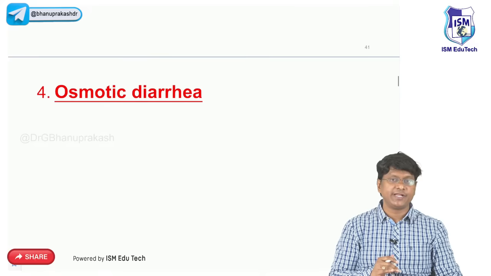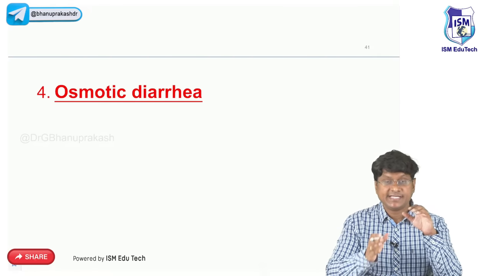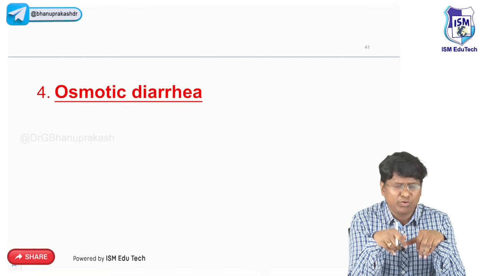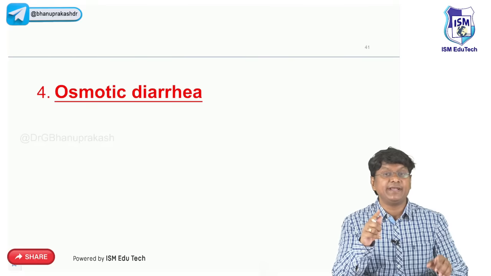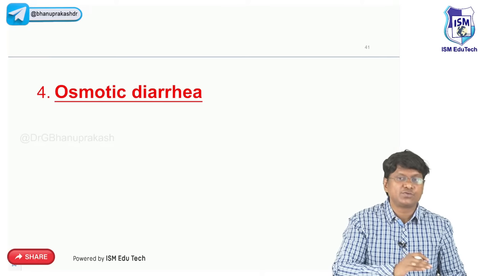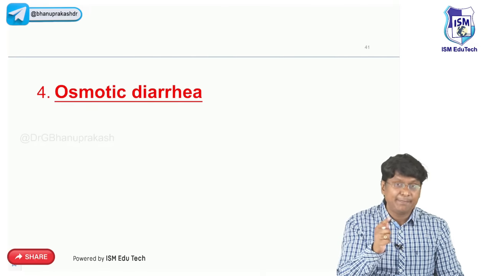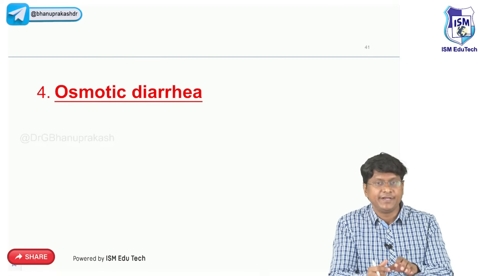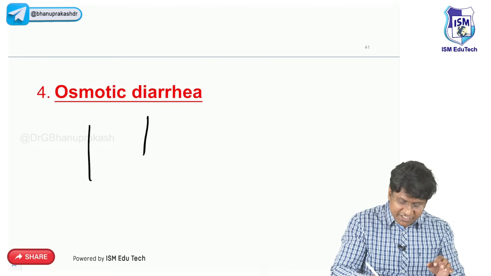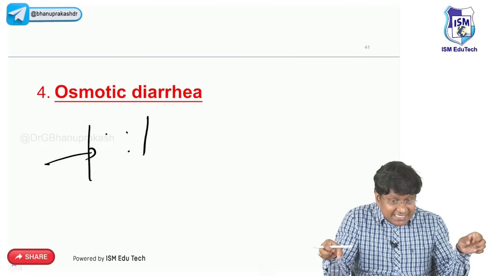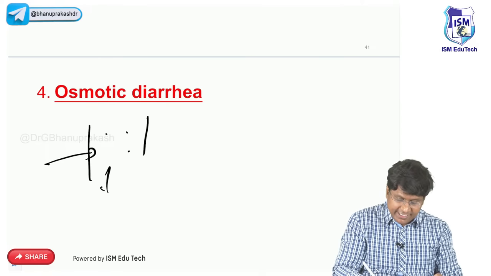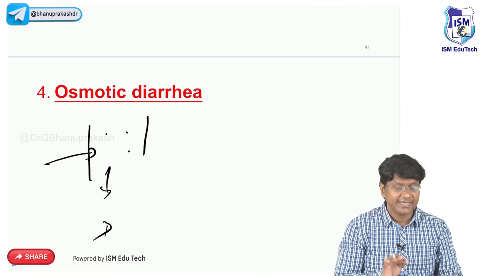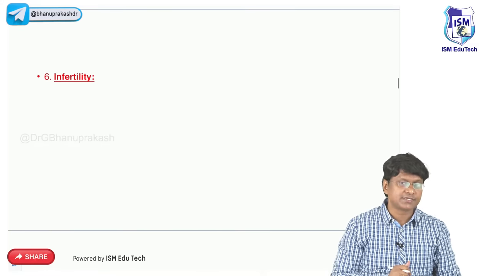Then next is osmotic diarrhea. Why do you get this osmotic diarrhea? Pancreatic juice contains an enzyme called amylase, which is responsible for sugar absorption. But what has happened to pancreatic juice in cystic fibrosis? It has become thick, and thereby there is a fall in amylase levels. Once the pancreatic amylase levels are reduced, sugar absorption is reduced. The sugar present within the GIT will draw fluid into the GIT, and thereby diarrhea can develop, which we call osmotic diarrhea.